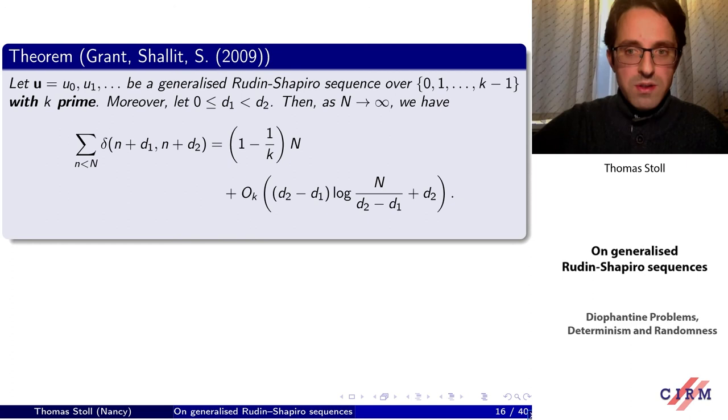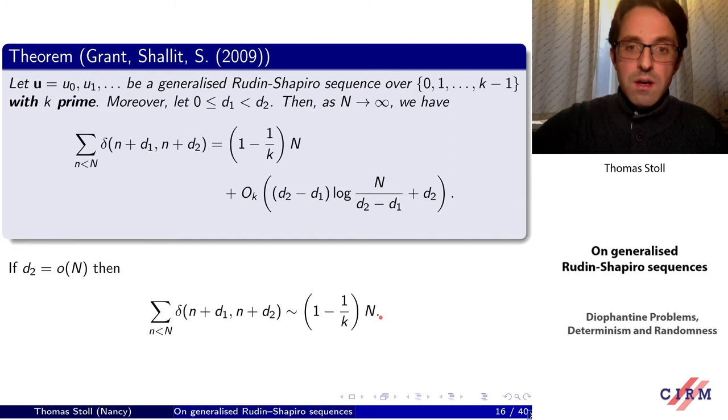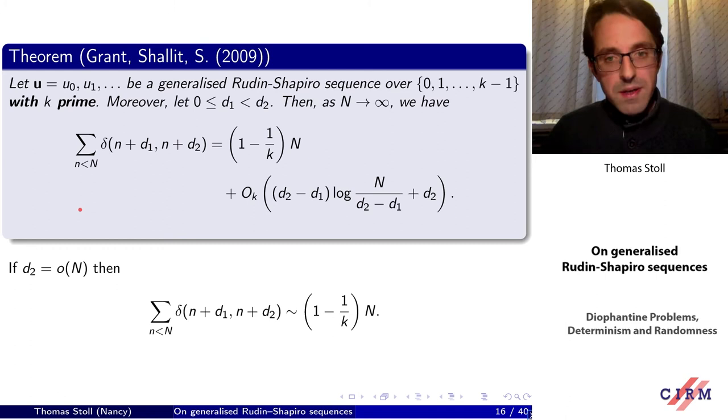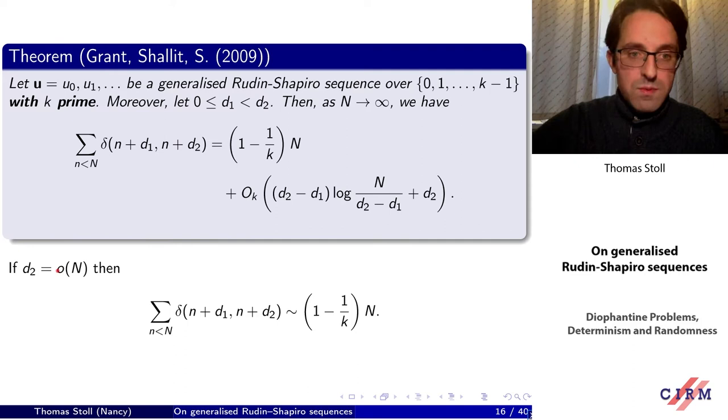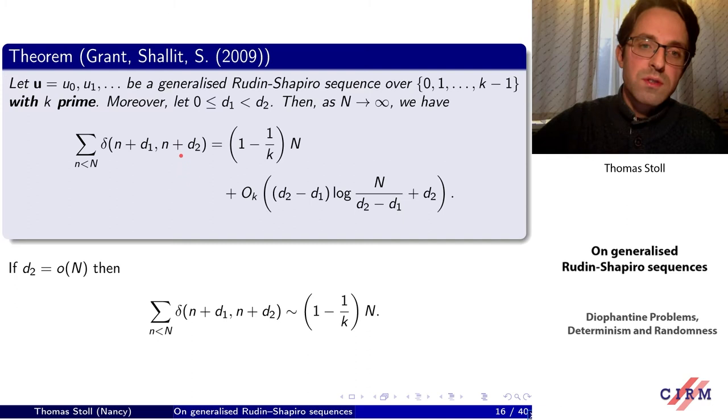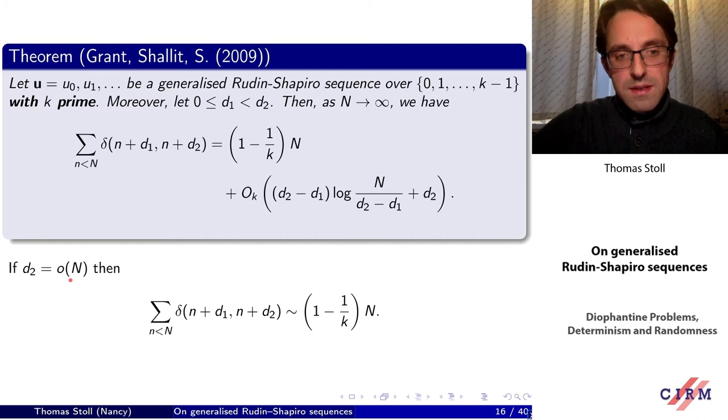So what are the results that we got? We could generalize this result by Mauduit and Rivat directly when k is prime with the help of this definition. We still get, if the distance of the two elements, so let's say that d1 is less than d2, if this distance is a little o of capital N, we still get an asymptotic formula. And the error term is very, very small.